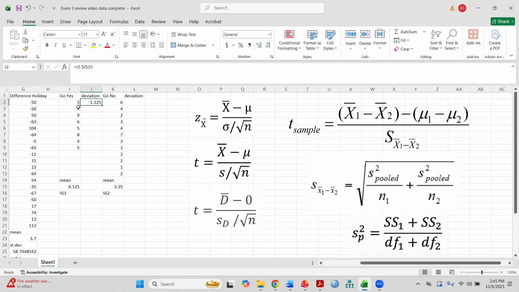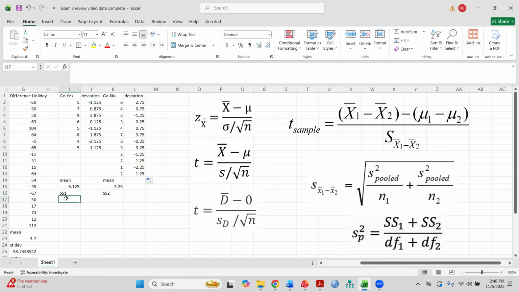And you can check, does that make sense? Well, 5 minus 6.125 should be negative 1.125. So that seems to make sense. Okay, so we've got our deviation scores for people who play Pokemon Go. Now we need the deviation scores for people who don't. First person's score minus the mean. But again, we've got to put in these dollar signs. Okay. 2.75, that seems right. 6 minus 3.25, that seems right. Drag this down. We've got all the deviation scores, but we're not there yet.